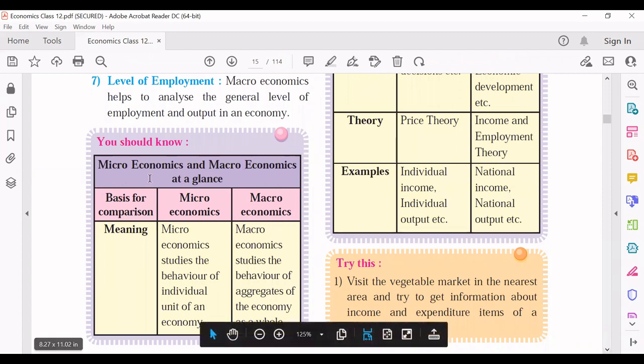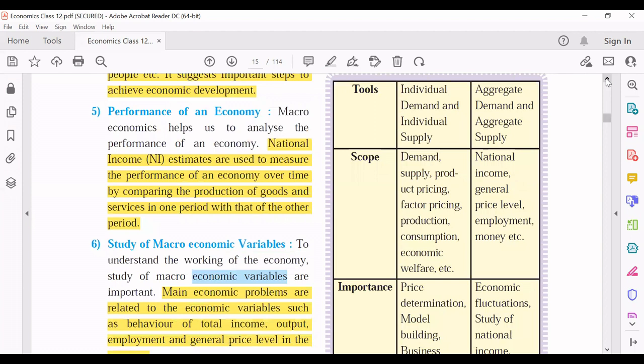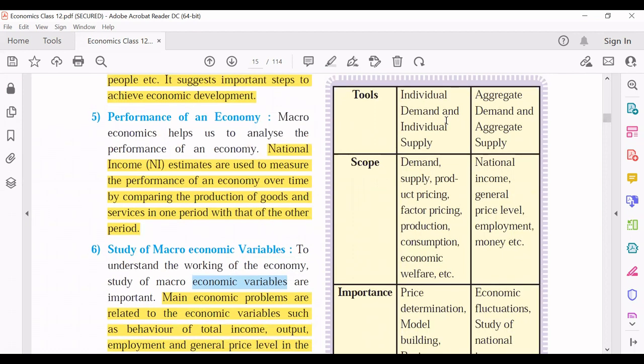Now, if we see the differences, the meaning itself is a difference, because one deals with individual units of the economy, and the other deals with aggregates. Next, the tools. One uses individual demand and individual supply, whereas the other uses aggregate demand and aggregate supply to determine price. Then the scope. Demand, supply, product pricing, factor pricing, production, consumption, etc. are considered in microeconomics. Whereas in macro, we deal with national income, general price level, employment, money, etc.